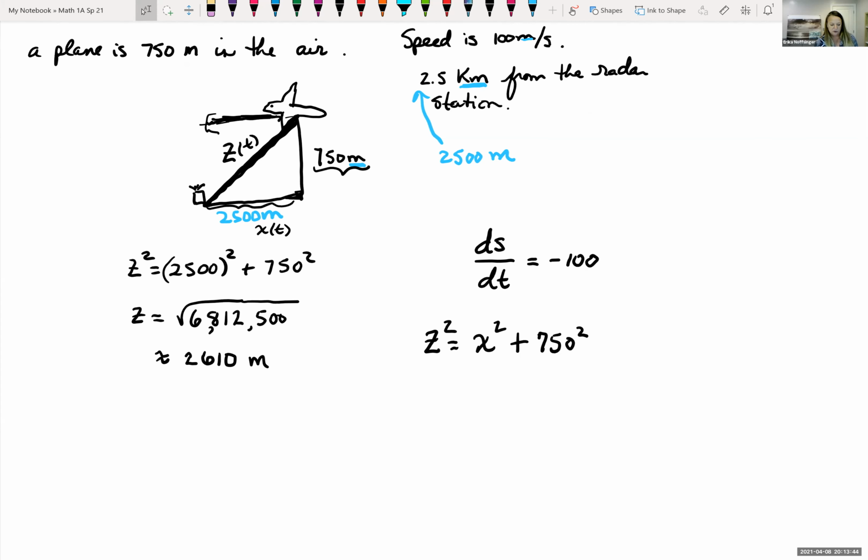So let's go through and let's take the derivative. Remember, these are functions in terms of time. So when we're going to do implicit differentiation, we have to take the derivative of the inside. So the derivative of z squared is 2z times dz dt is equal to the derivative of x squared, which is 2x times dx dt. And the derivative of our constant is 0.